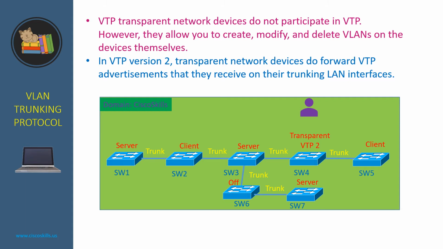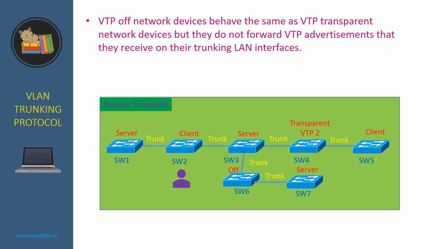VTP transparent network devices do not participate in VTP. However, they allow you to create, modify, and delete VLANs on the devices themselves. In VTP version 2, transparent network devices do forward VTP advertisements that they receive on their trunking LAN interfaces. VTP off network devices behave the same as VTP transparent network devices, but they do not forward VTP advertisements that they receive on their trunking LAN interfaces.